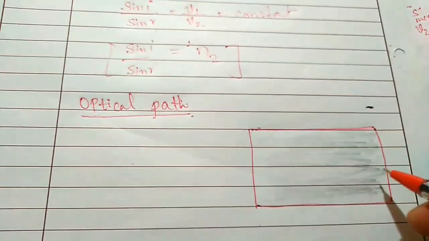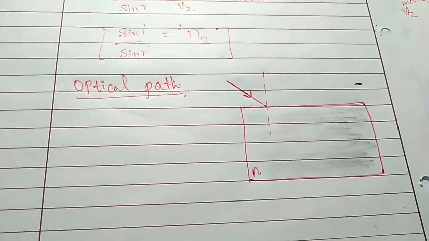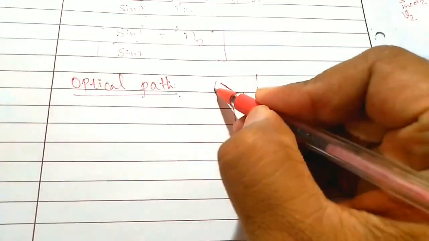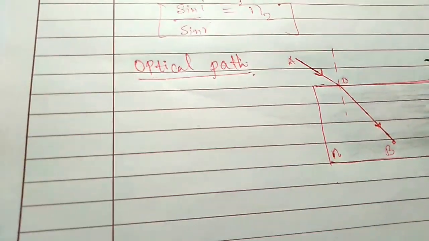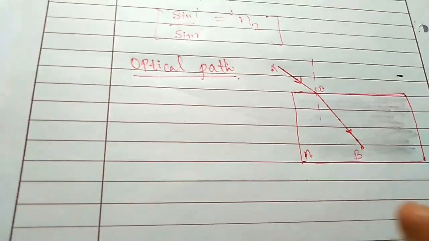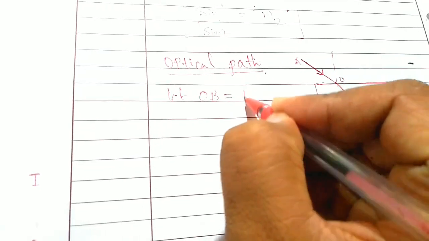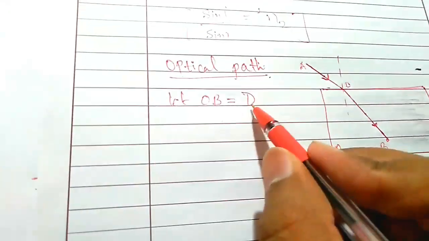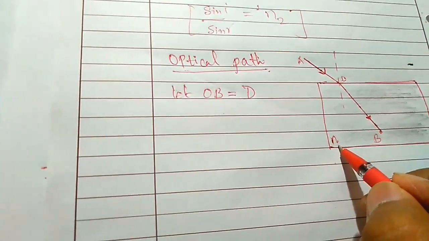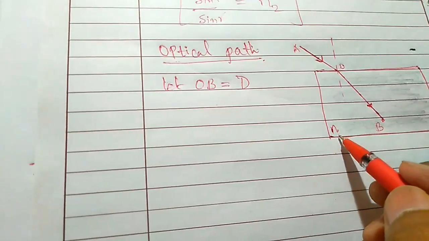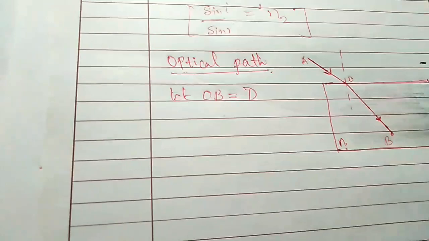Consider this is any denser medium of refractive index small n, the incident ray, the normal, the refracted ray, naming this A, O, and suppose this point is B. The distance traveled in the second medium is OB. Let OB be equal to, I'm just giving some symbol, D, and the refractive index of the medium is n. So optical path is defined as the product of refractive index and the distance traveled by light in this medium. This product is known as optical path.